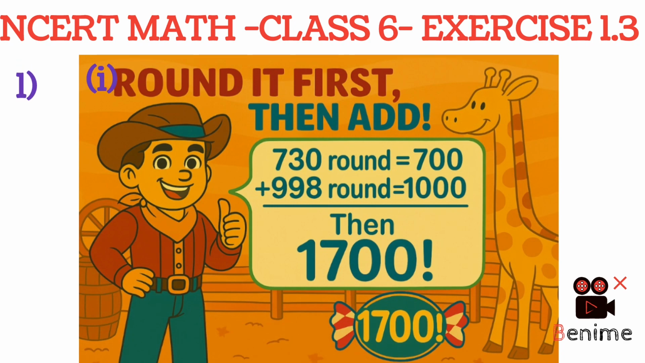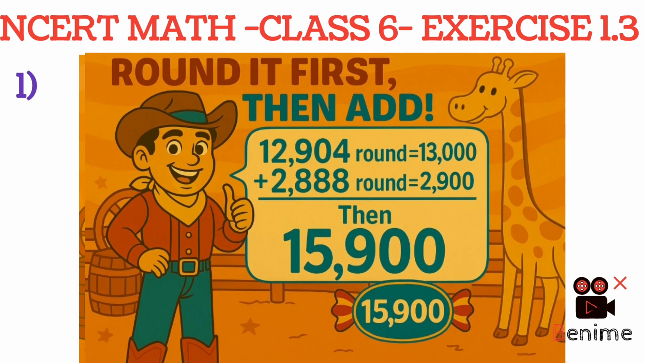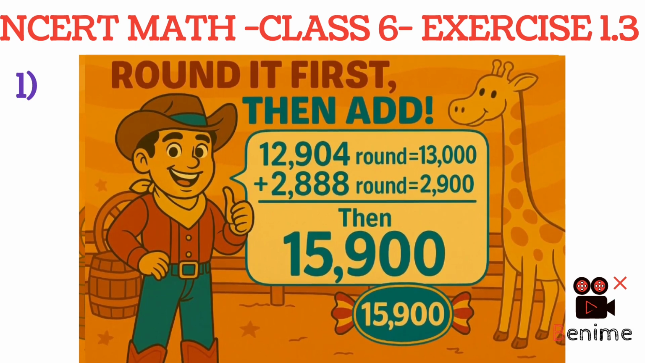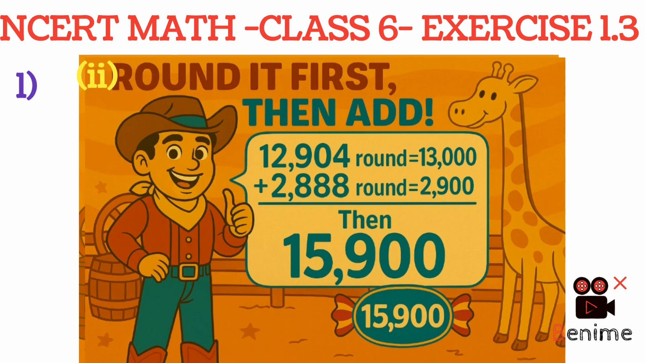The second question is we have to add 12,904 plus 2,888. 12,904 can be rounded as 13,000 as the nearest hundreds, right? Then 2,888 can be rounded as 2,900. Okay, so it is very much easier. Let me show the calculation, how the addition is possible.